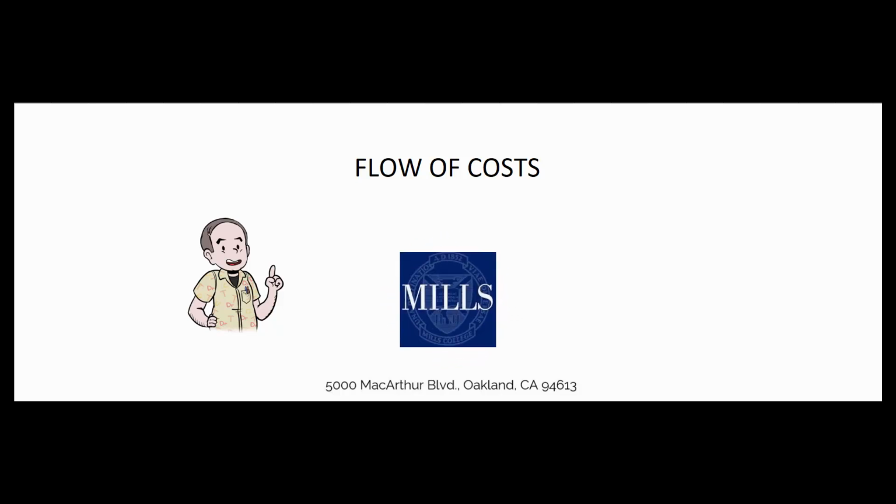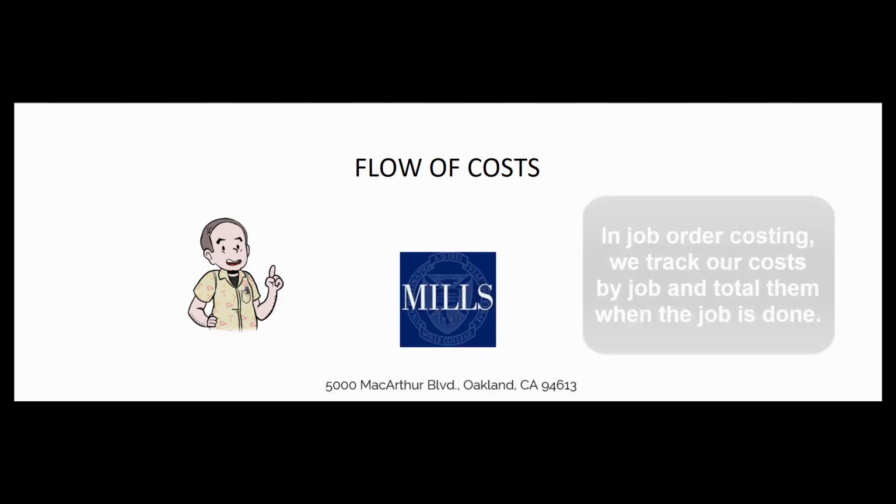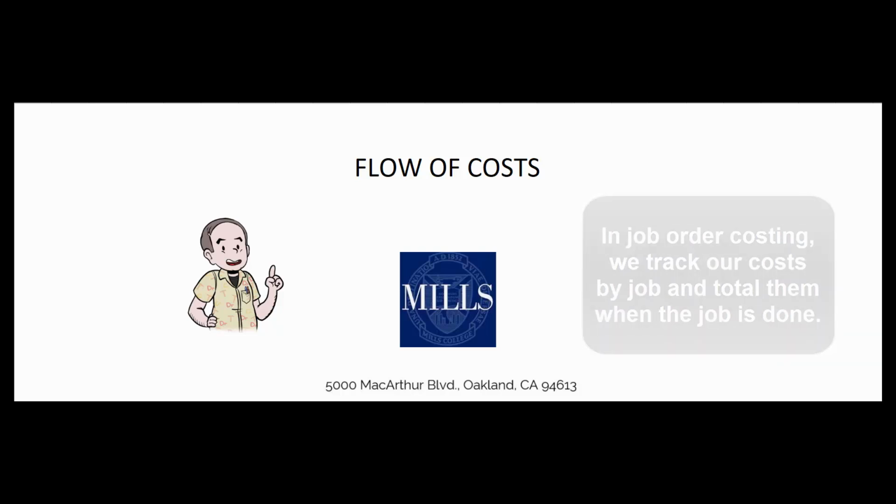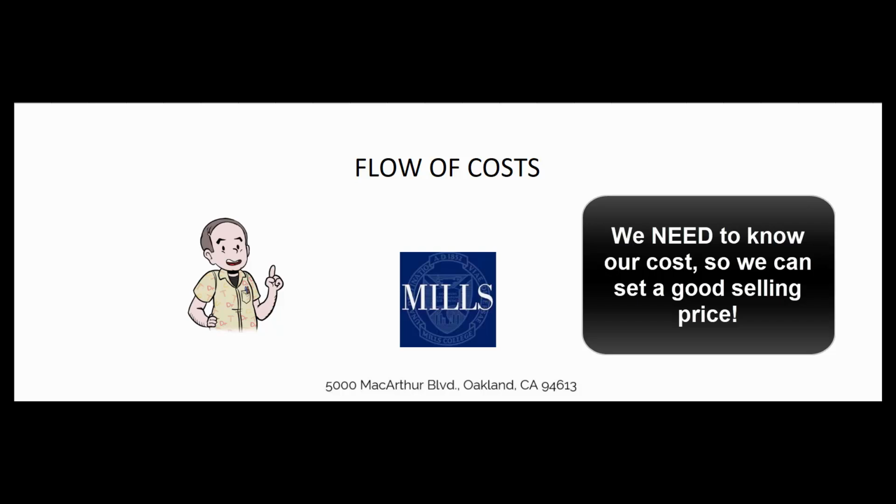Let's do a flow of cost problem with 4 jobs, and we're going to use job order costs, and we're going to track our costs by job so we know how much it costs us to make each job. If we make a job that costs us $45,000 and we sell it for $30,000, we won't be in business very long. It's really important we know how much it costs us to make our stuff so we can sell it for more than that.